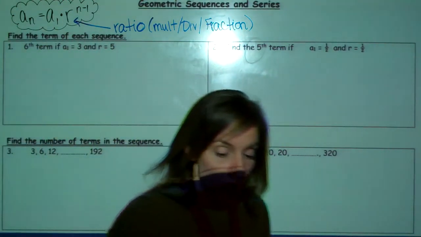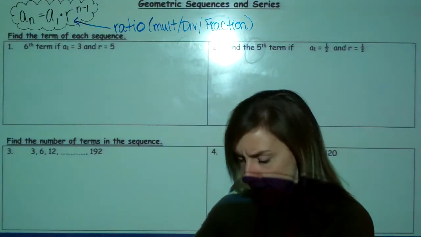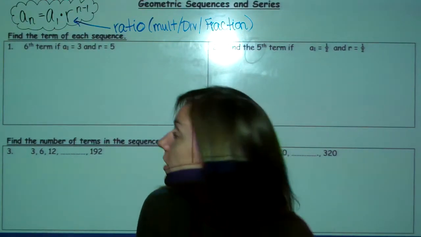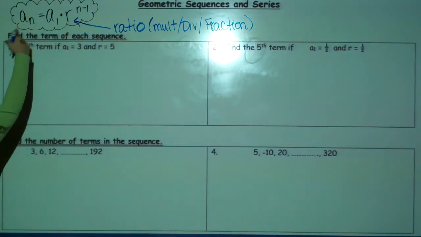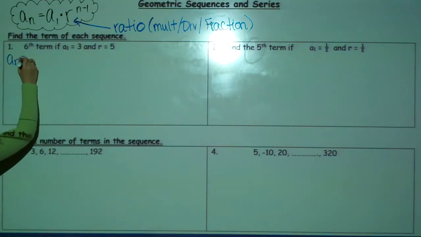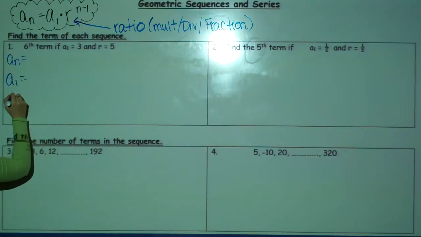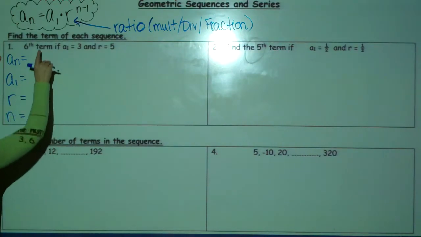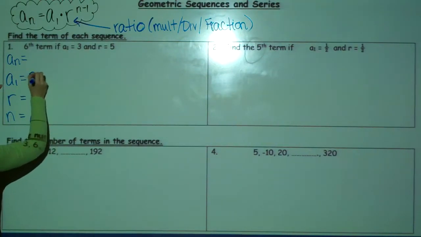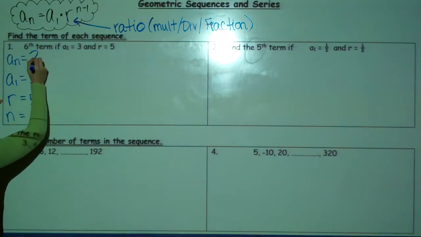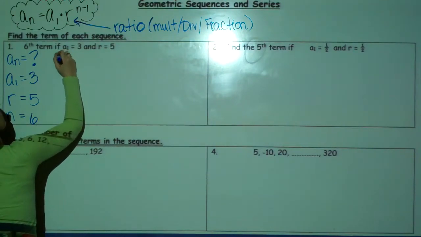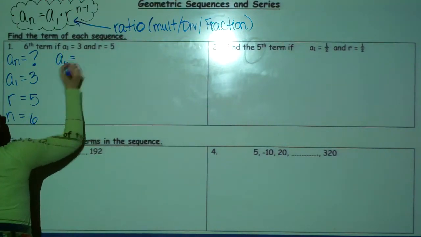So let's just go through, list what we have, and then we're going to find what we need. So I think this marker will show up well. Okay, so the formula, we need a n. We need the first term, and we need the ratio, and we need n, okay? So the 6th term, so that means n is 6. If the first term is 3 and the ratio is 5, so that means we're looking for what the value is. So the formula, A6 is what we're looking for.